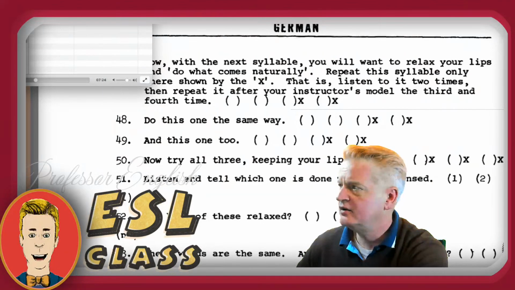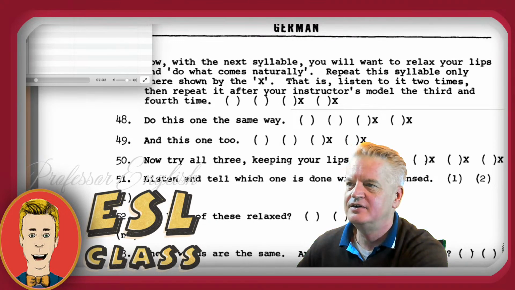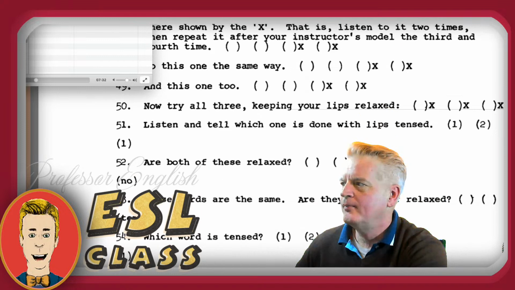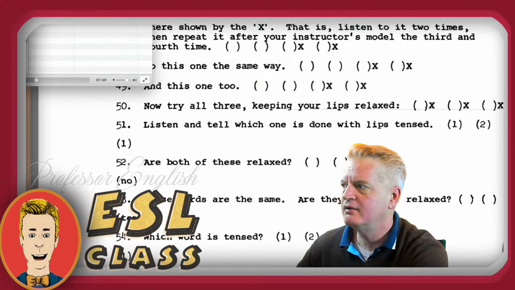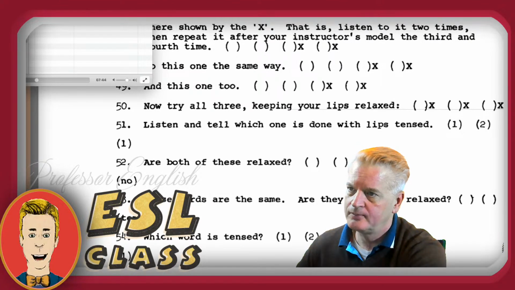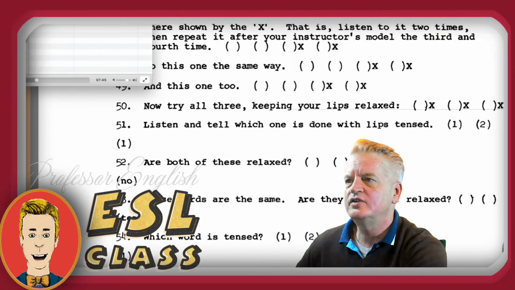Ja, ja, ja. 50. Maß, oh, try all 3, keeping your lips relaxed. Mas, Bahn, van, ja, ja, ja. 51. Listen to which one is done with the lips tensed.